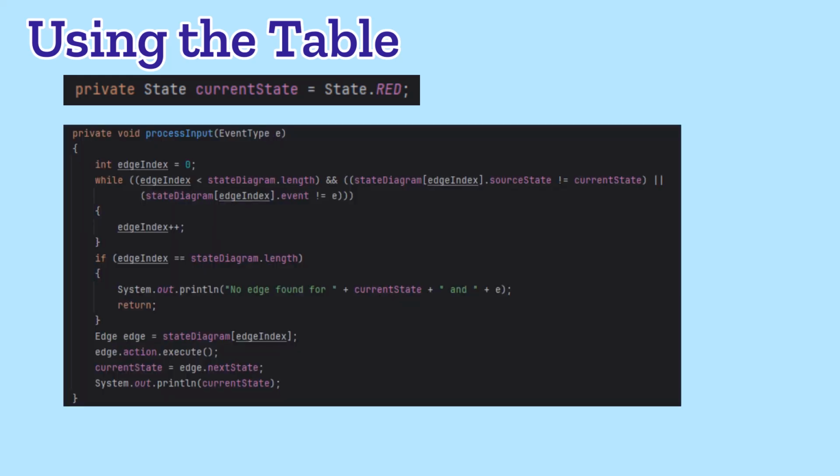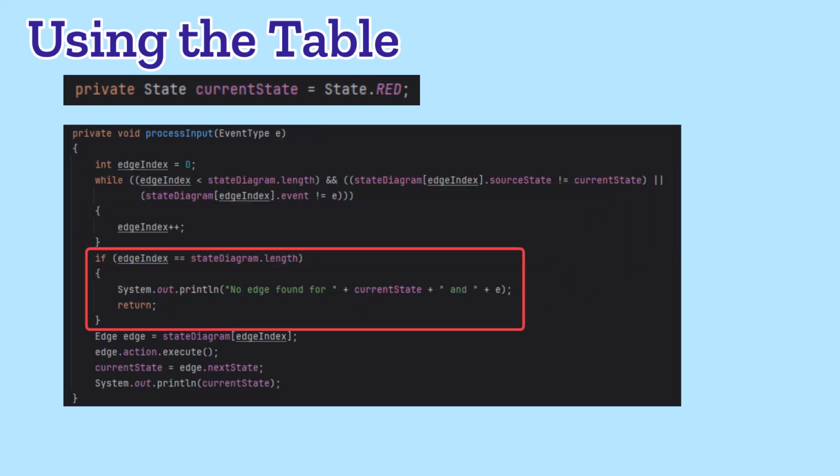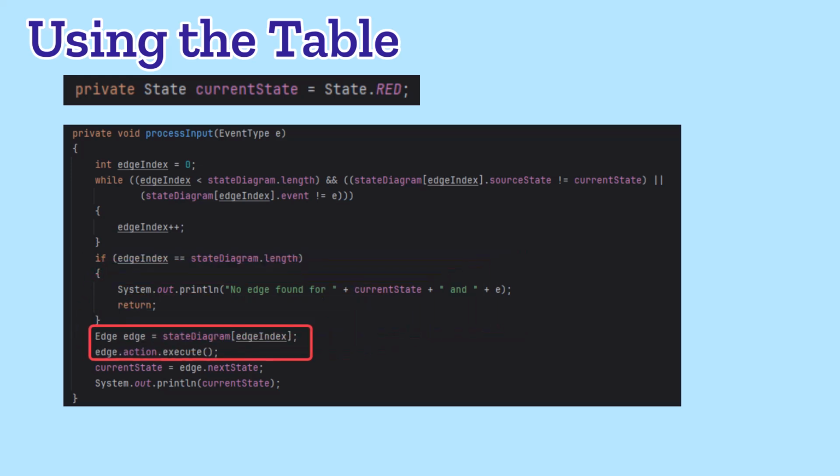To start, we need a variable that holds the current state, and we initialize it to be the machine's start state, which in this case is the red state. Every time we get an input, this method gets called, passing in the input, which for us tells us which type of event occurred. The code searches the table for a row whose source state matches the current state and whose input requirements match the current input. If it gets all the way through the table and didn't find a match, it outputs an error and returns. But if it found the edge, it executes the action attached to that edge and makes the current state the state that the edge points to.